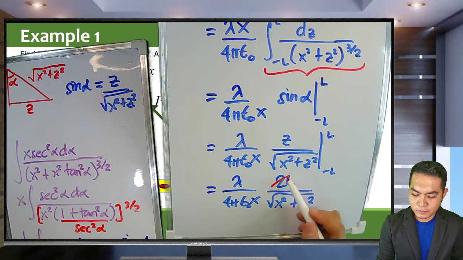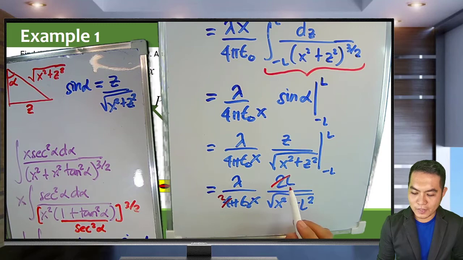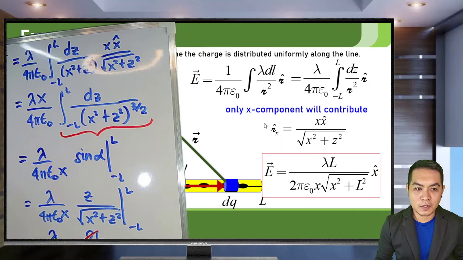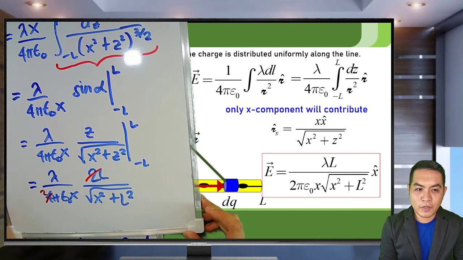So simplify, there will be 2 left. So you will have lambda L over 2 pi epsilon naught x square root of x squared plus L squared, which should be our result. So lambda L over 2 pi epsilon naught x square root of x squared plus L squared.